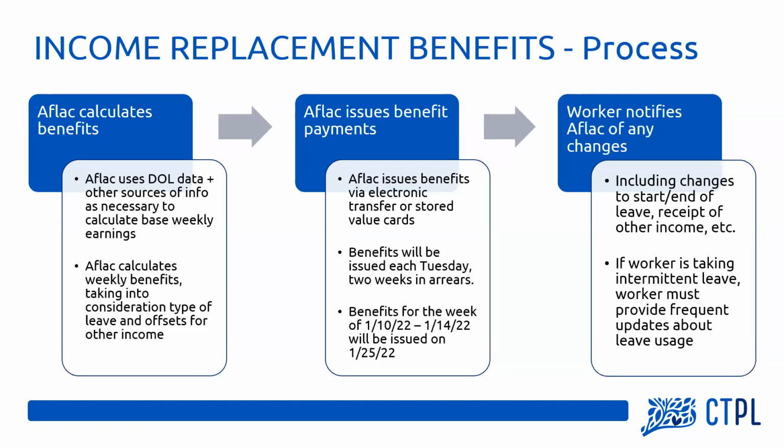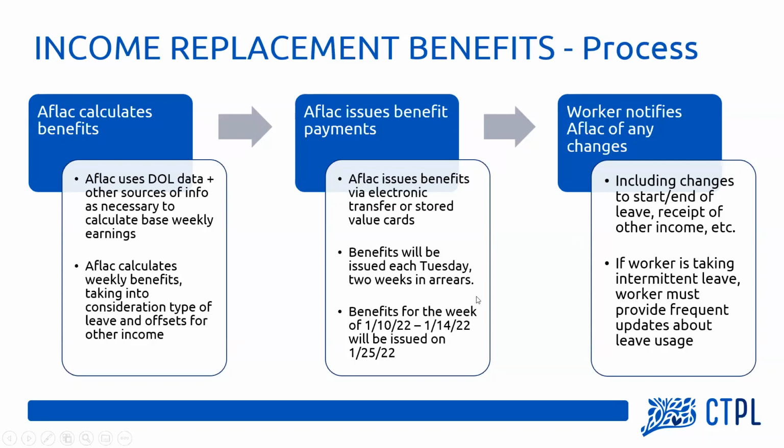The worker is responsible for notifying AFLAC of any changes, for example, the start and end date. Perhaps the start date is delayed. Perhaps the end date is sooner or later than the employee anticipated. If there's other income that the employee is receiving, for example, if someone is on workers' compensation or unemployment benefits, they're not eligible for Connecticut paid leave.